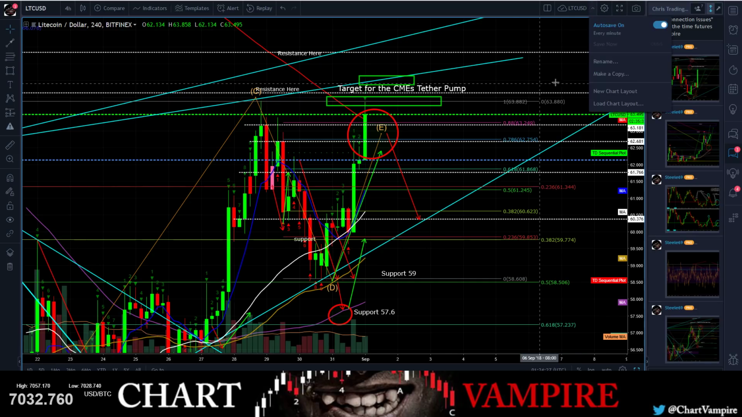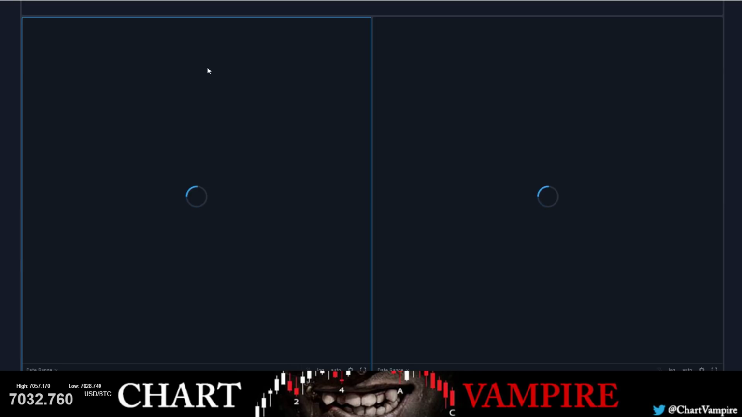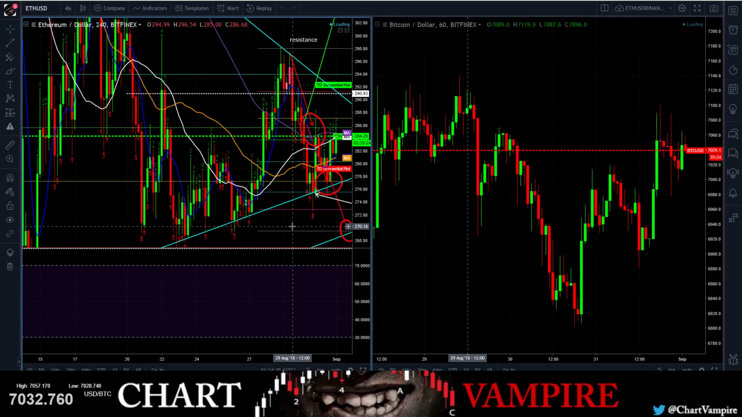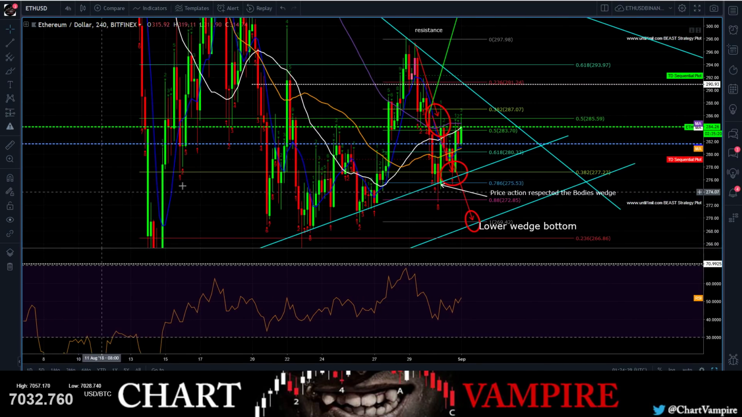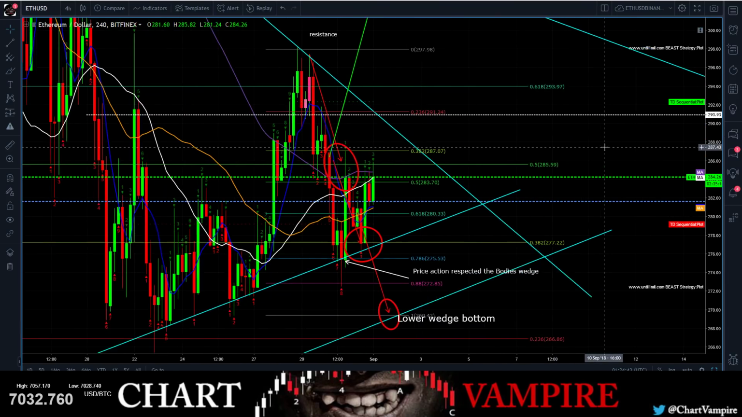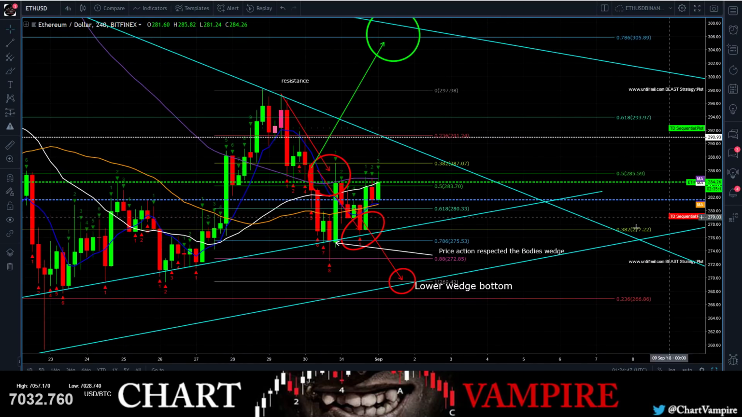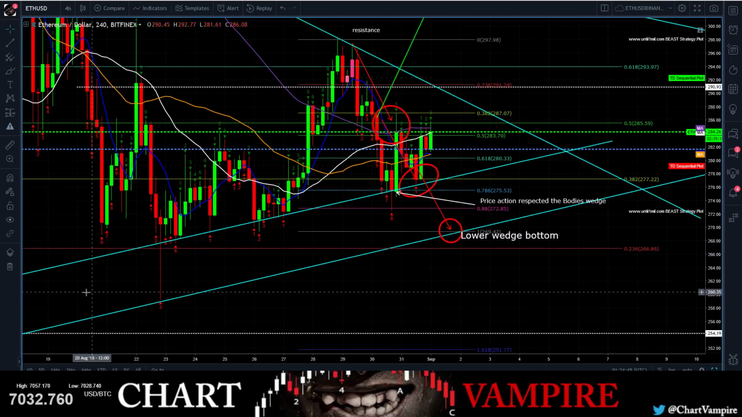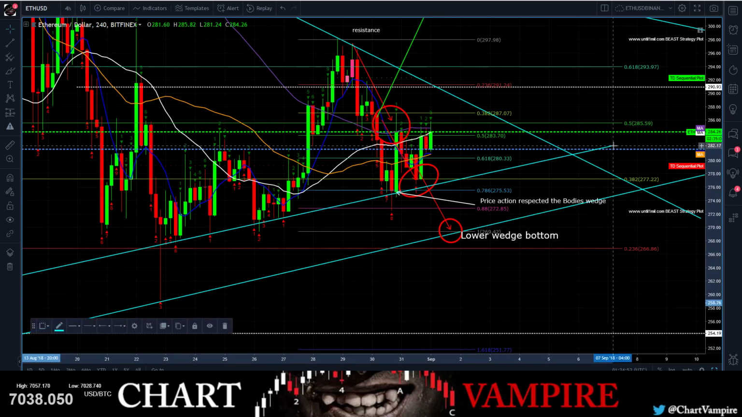Yeah, I'm going to go take a look at ETH real quick. Let's load the ETH chart up. All right, here's my main ETH chart. Let's see what happened here. Okay, yep, there's a new wedge. You basically have a new wedge that's pretty much formed here on Ethereum. So there's your new wedge right there.